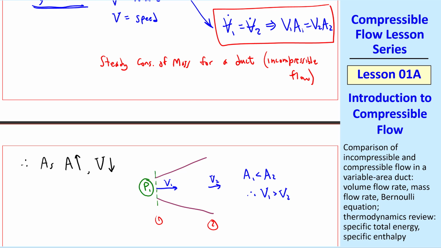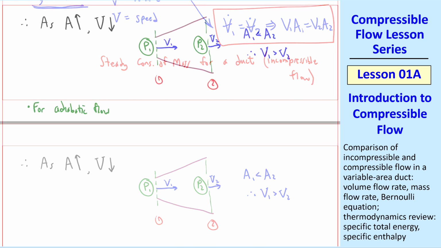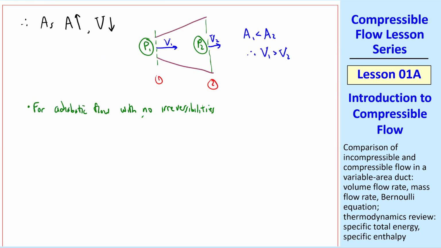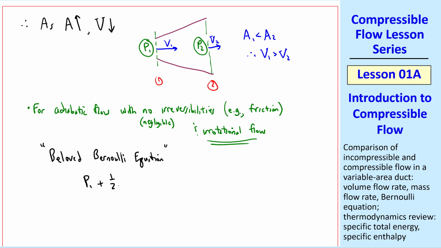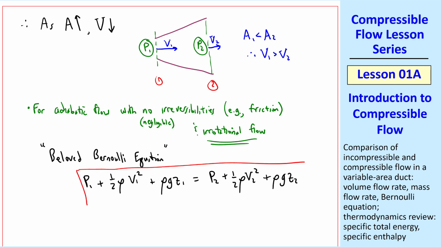Let's consider also the pressures, P1 and P2. For adiabatic flow with no, or we should say always negligible, irreversibilities, for example friction, and irrotational flow, we also have what I like to call the beloved Bernoulli equation, which is P1 plus 1/2 rho V1 squared plus rho g Z1, where Z is the elevation, equals P2 plus 1/2 rho V2 squared plus rho g Z2. This is the equation that all students love to use, which is why I call it the beloved Bernoulli equation.